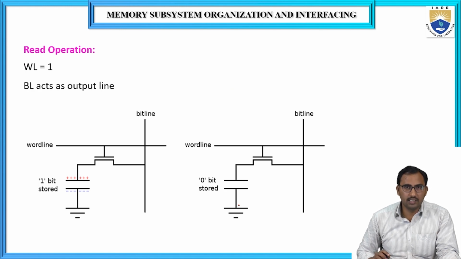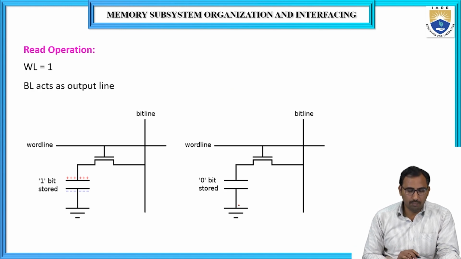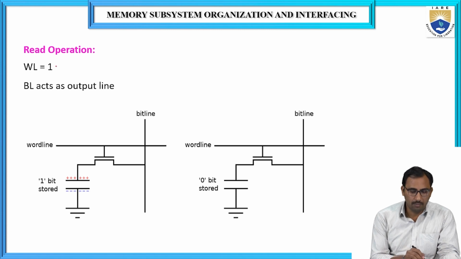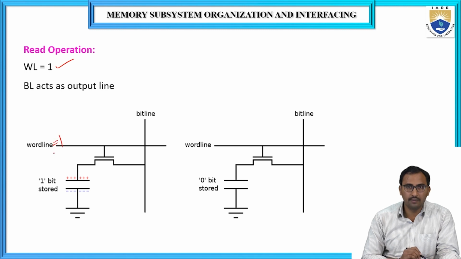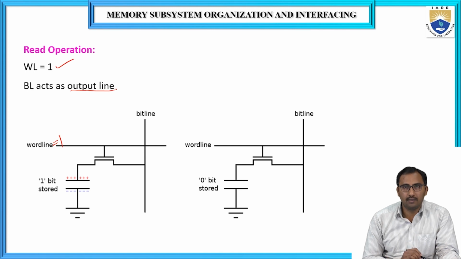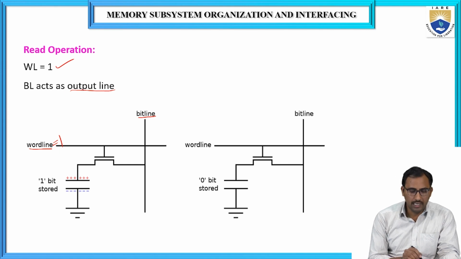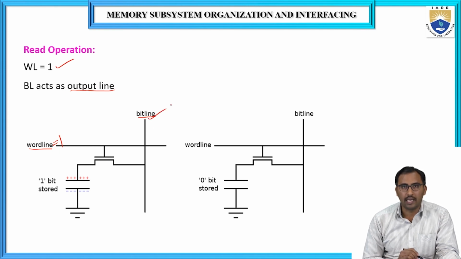So here you can see the read operation. In order to perform the read operation, the WL should be 1. So WL is equal to 1. Then when you are performing a read operation, the BL acts as an output line. BL means bit line, WL means word line. So when we are performing a read operation, the BL acts as an output line.